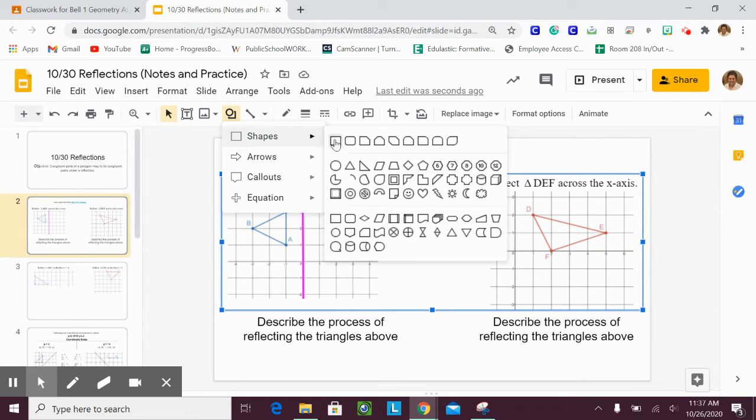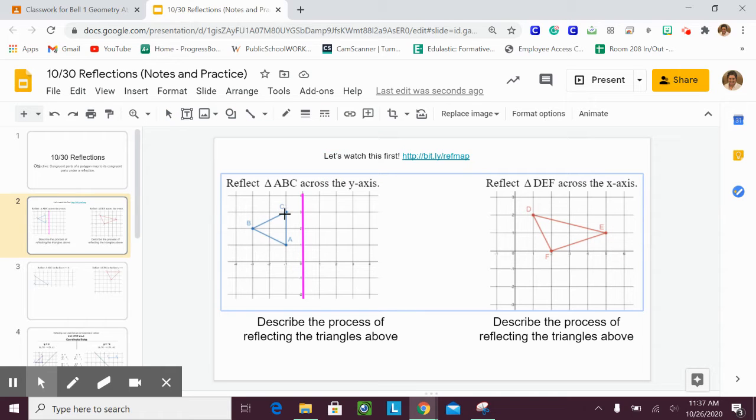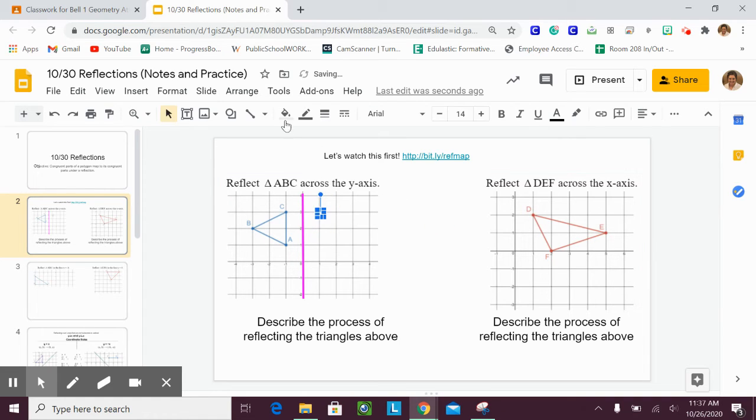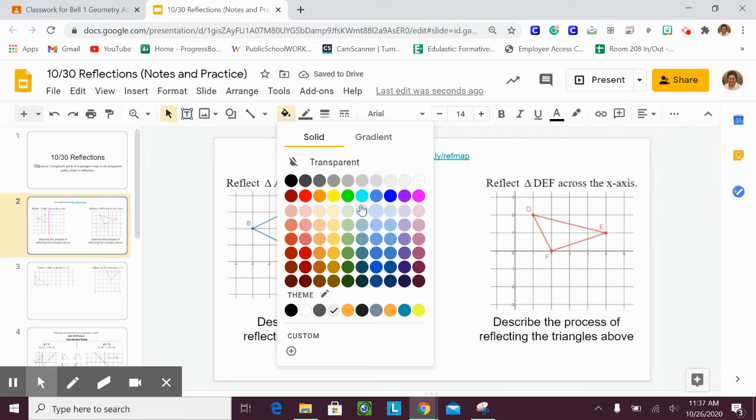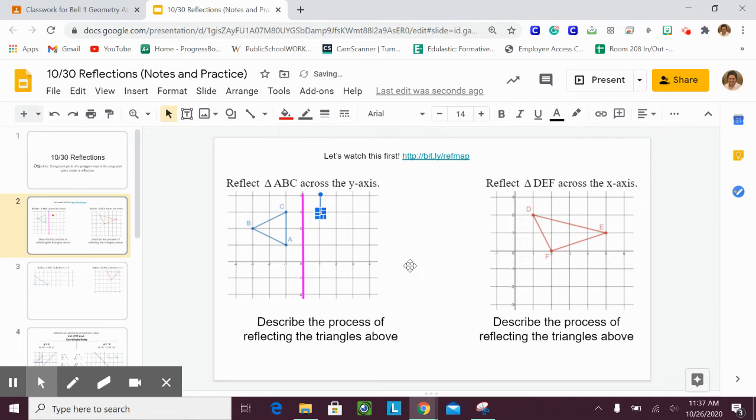So my shape is reflected. If I look at C, C is here. If it's reflected over, I know that C is one away from my purple line, so I'm going to go one in the other direction. And now that is C prime. Make it red. Okay?